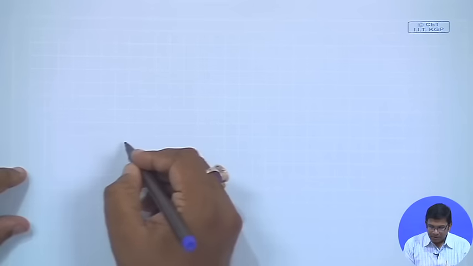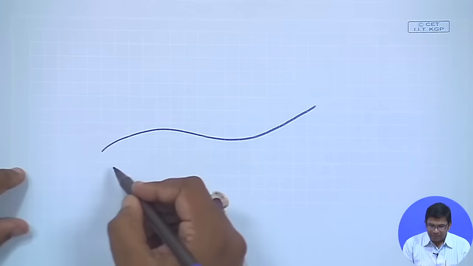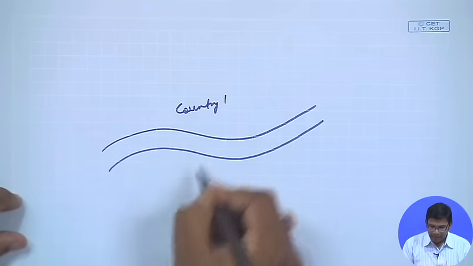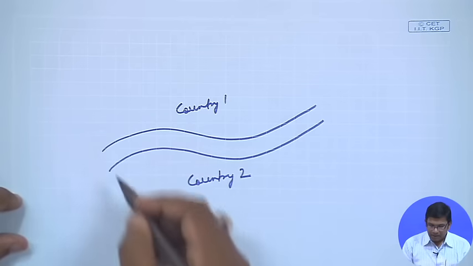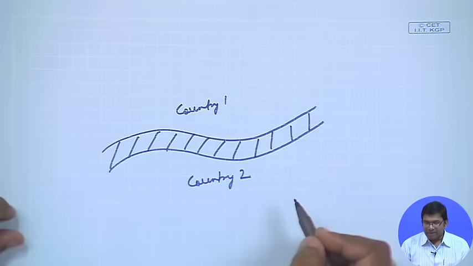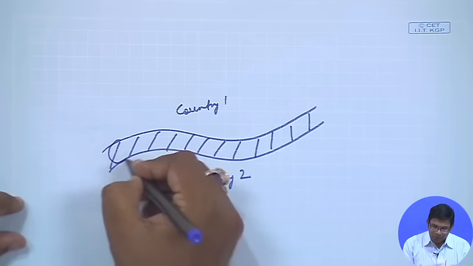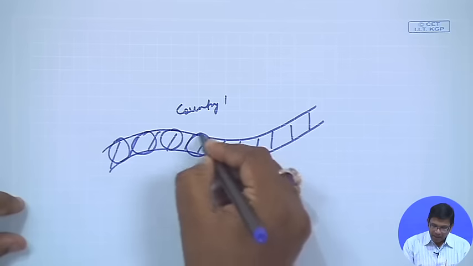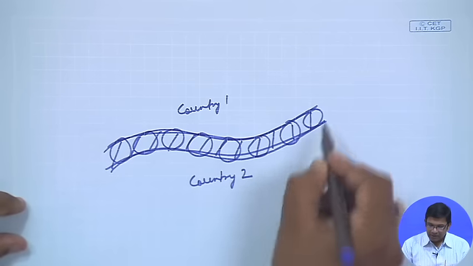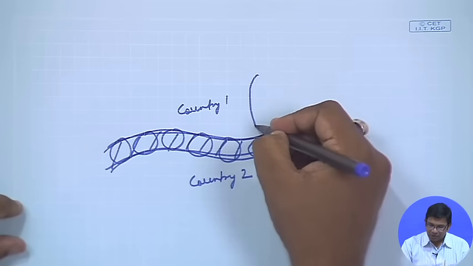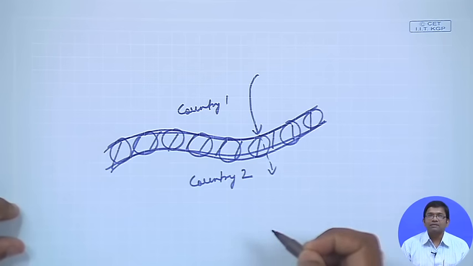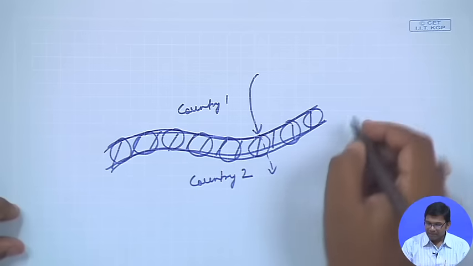Let us say that we have two countries. This is country 1 and this is country 2. Let us assume this is the border between these two countries. The barrier coverage problem says: how are we going to place the sensor nodes, and at what interval, so that this particular barrier is covered? Covered means that if there is some intruder that gets in from country 1 and tries to get into country 2, then it will get detected by at least one sensor node. So this is the barrier coverage problem.